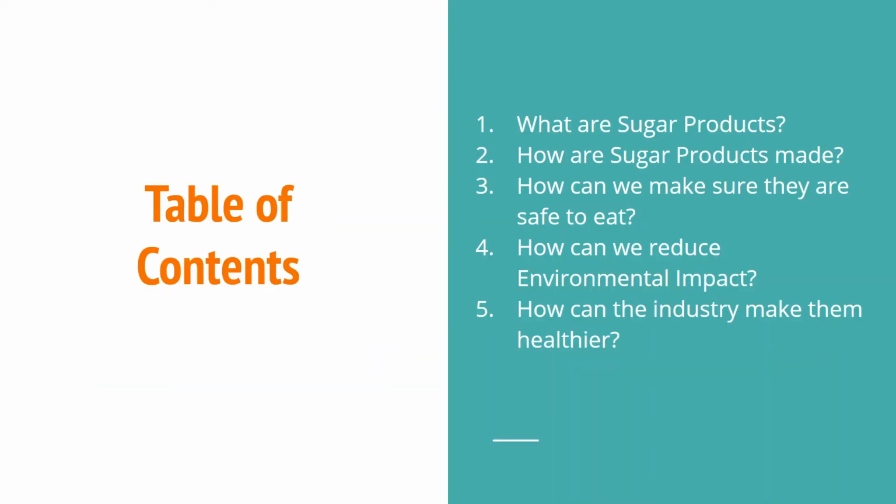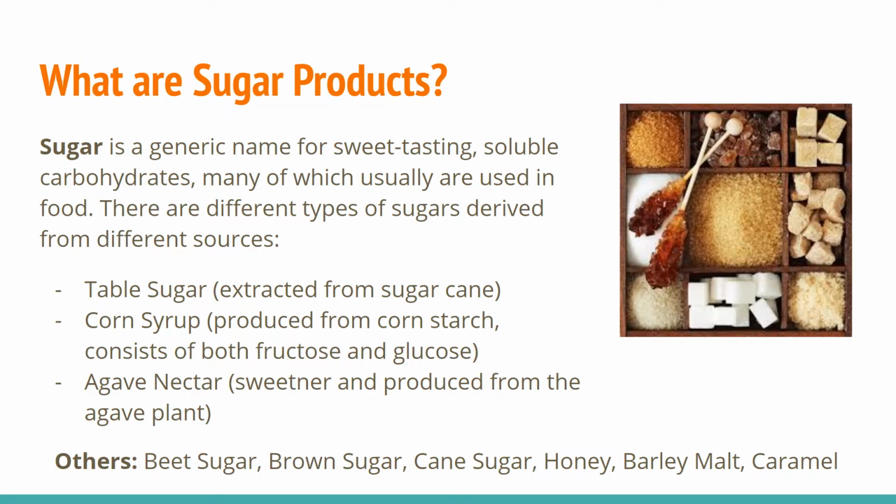The table of contents. Today we're going to give an explanation on, first of all, what sugar products are, how sugar products are made, how we can make sure they are safe to eat, how we can reduce environmental impact, and finally, how the industry can make them healthier. First off, what are sugar products?